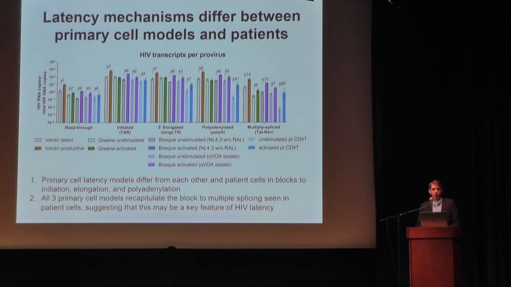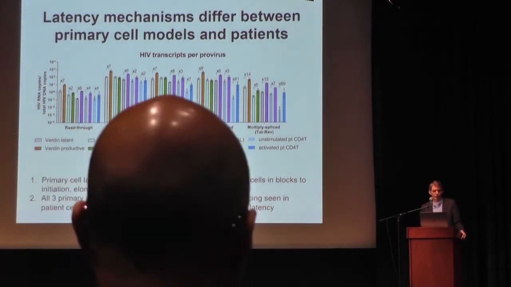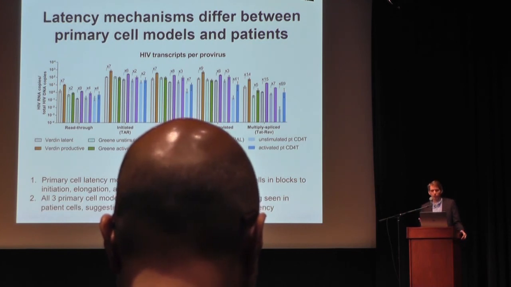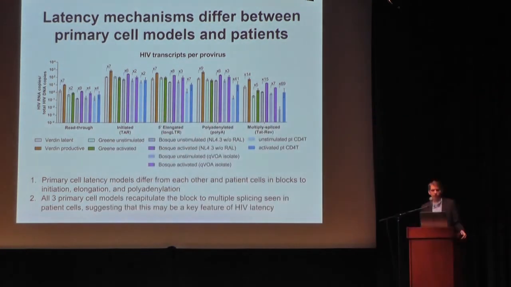We've also started to look at primary cell models of latency. There's multiple models that have been developed that differ in the viruses, whether they have reporters, whether they're replication competent, as well as the cells that are infected and how you induce latency. And really we wondered, how do these models compare to each other and the patient cells in the mechanisms of HIV latency? And so to look at this, we looked at 3 primary cell models from Eric Verdin's lab, which is in orange, Warner Greene's lab in green, and the lab of Alberto Bosque in purple, as well as cells from patients that were unstimulated or activated.